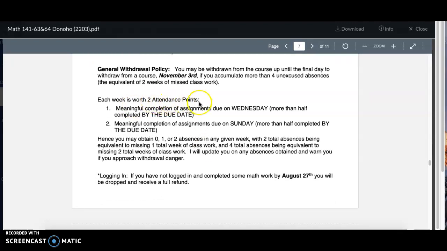Each week is worth 2 attendance points. So here's how you can earn your attendance points or lose them. The first is by completing at least half of your assignments that are due on the Wednesday. So on Thursday morning, I will log in and I will check every student and see, did you do at least half of your work that was due the night before? If so, you get your attendance point. If not, you get an absent.